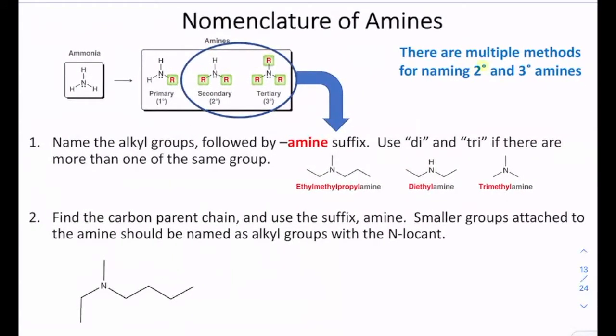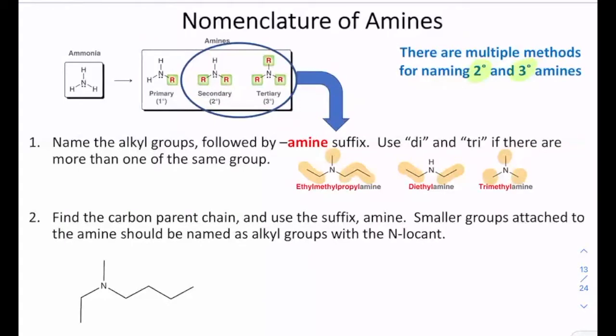If we have a secondary or tertiary amine, we need to name the alkyl group followed by amine and use di, tri, or tetra if there's more than one of the same group. And if we look at this first example, we have ethyl, methyl, and propyl, all 3 groups coming off of the amine. So we would put that in alphabetical order, and we would call that ethyl methyl propylamine. In this case right here, we have 2 ethyl groups, and so that is going to be diethylamine. And similarly here, we have 3 methyl groups, and so that's going to be trimethylamine.